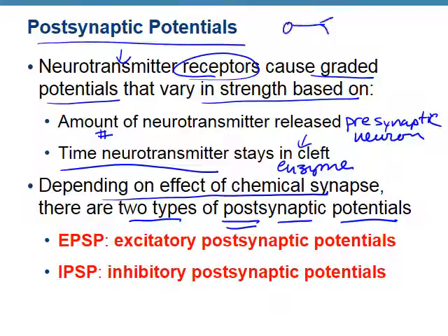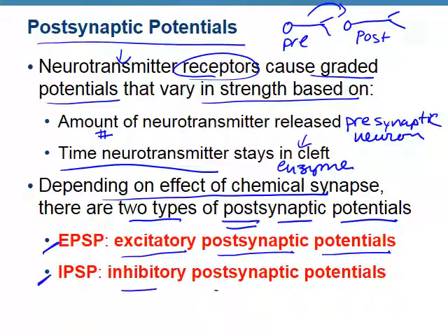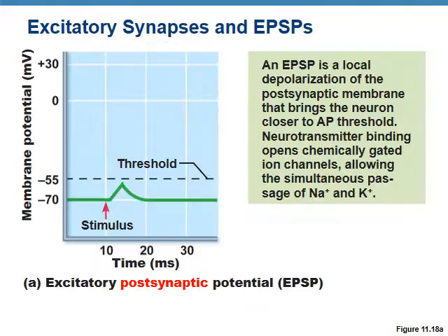So again, this is the pre, this is the post. We're talking about what the pre can make the post do, basically. And there's two different categories here. There's excitatory postsynaptic potentials or inhibitory postsynaptic potentials. So just keep in mind that this is happening in the second neuron, or the postsynaptic neuron.